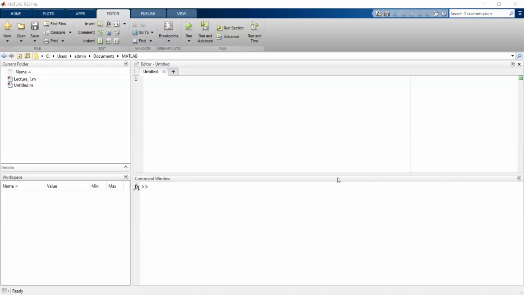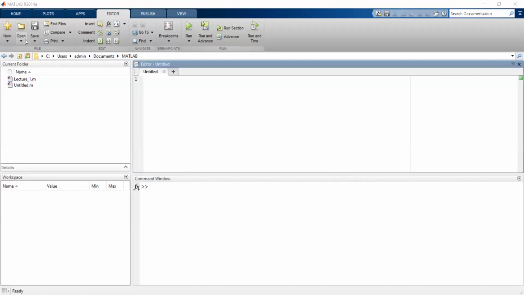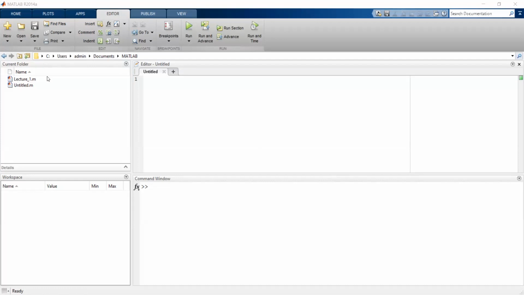Any doubt in this basic window you have? What are these various sections? We have already discussed in the last session regarding the various sections. In this current folder, you have a lecture1.m file. Just open it. Lecture1.m file on the left hand side upper in the current folder.